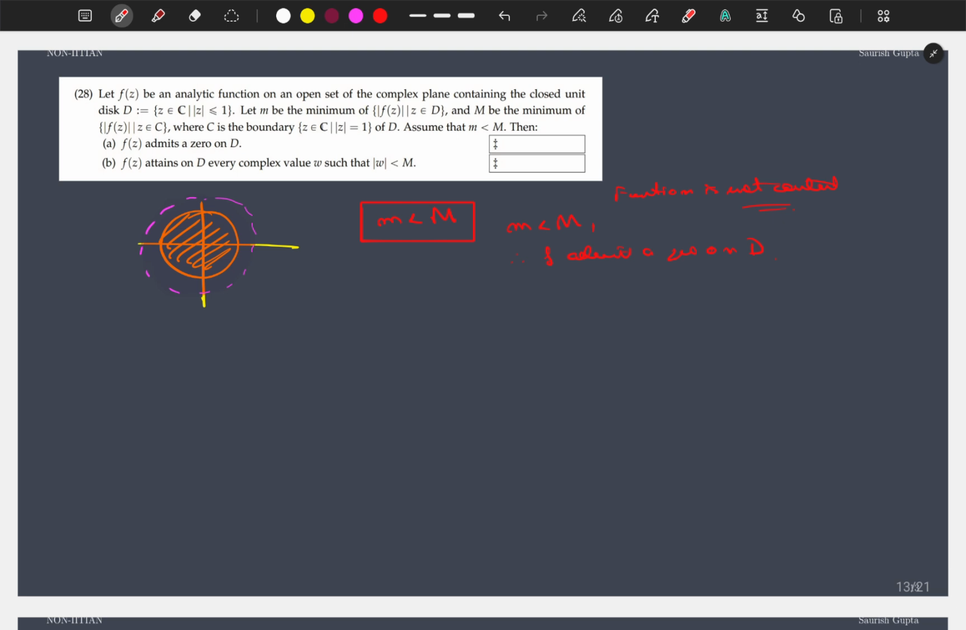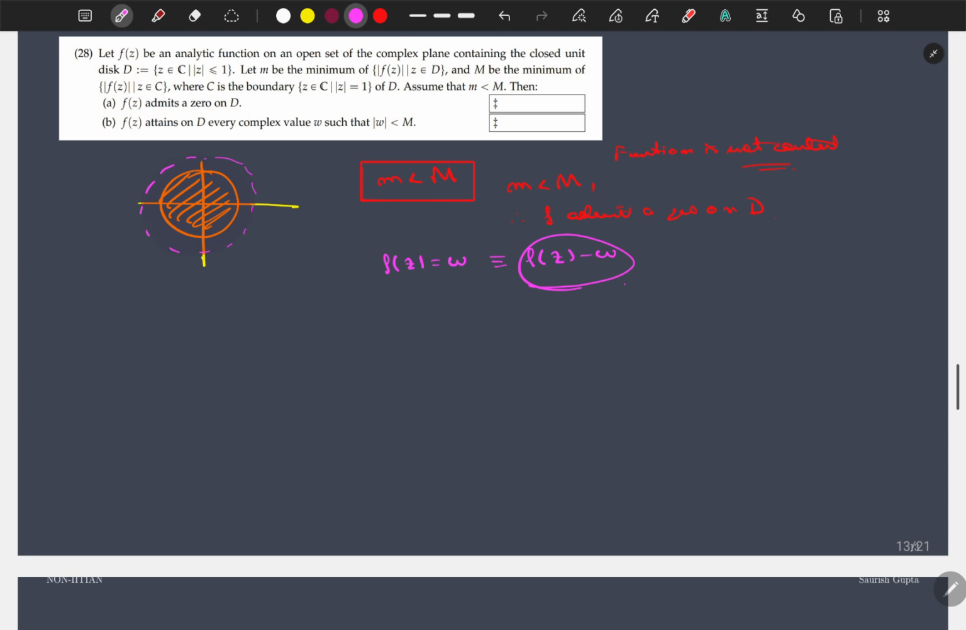And next, f of z attains on D every complex value w such that the modulus of w is less than m. Okay, how do we try this out? I think it will be true if f of z attains on D every complex value w such that the modulus of w is less than m. Okay, so see, f of z is equal to w. That is the same as writing f of z minus w equals 0. So what we are being asked in option B is whether this has a solution, right? But this will have a solution, isn't it?